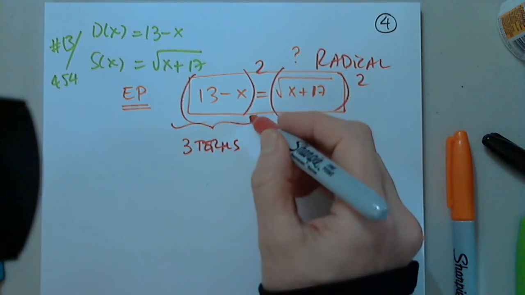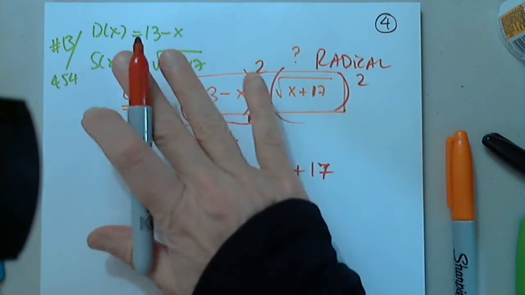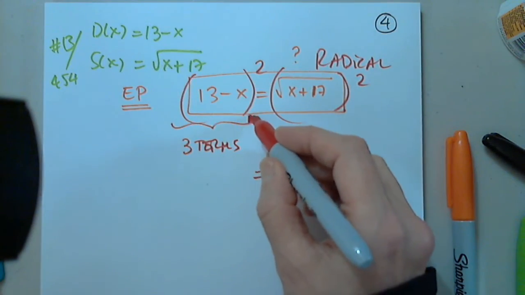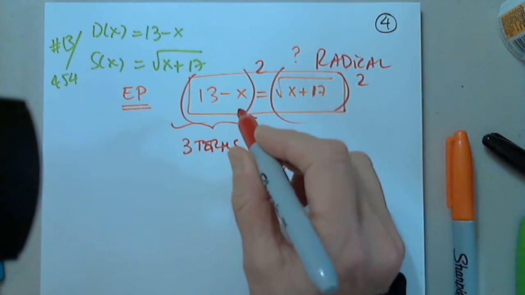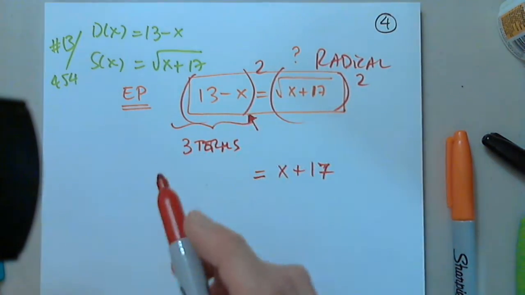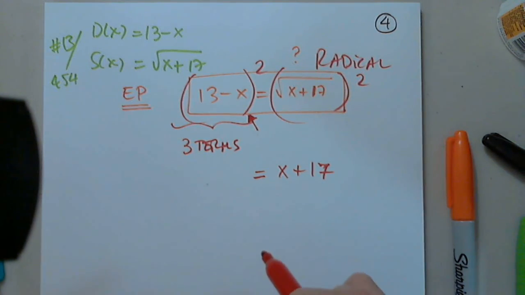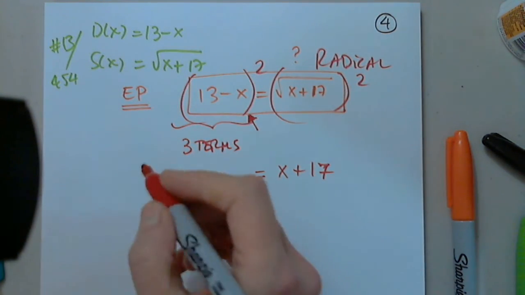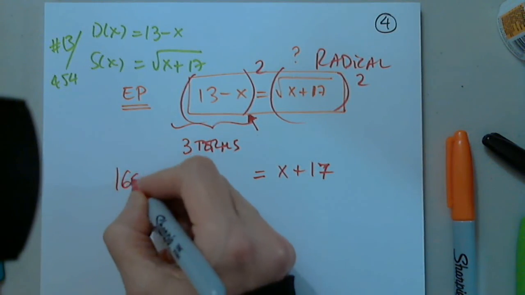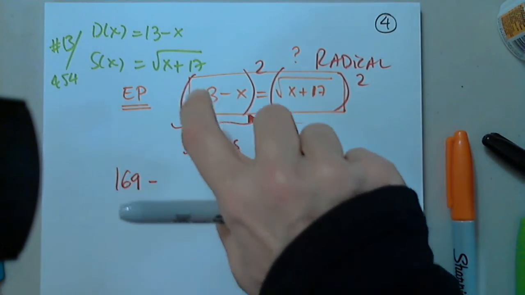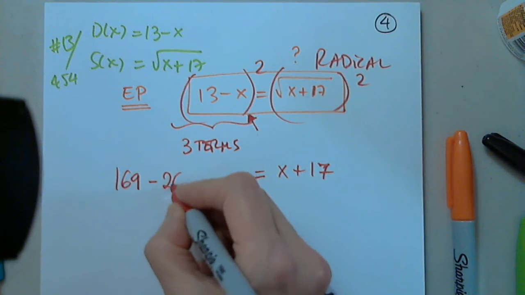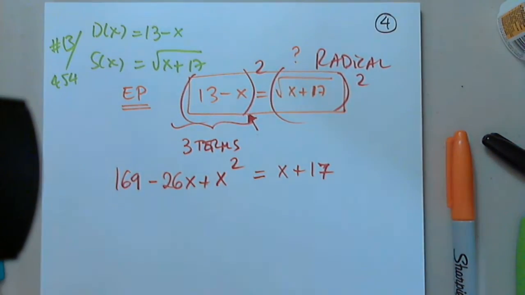Because this is the first thing we did. I'm not saying you're going to say anything, but many of my students, although we did this, the first thing we did in our class, they still say 169 minus or plus x squared without a middle term. Okay, so 13 squared, 169 minus 2 times the first times the second, 26x plus x squared.